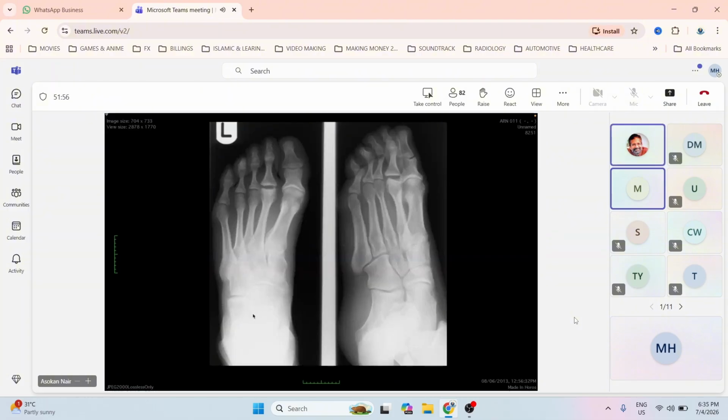Okay, somebody shout out a diagnosis. Just say, what is this? Freiberg disease. Yeah, Freiberg disease. So how do you describe this? Flattening and sclerosis of the second metatarsal head.